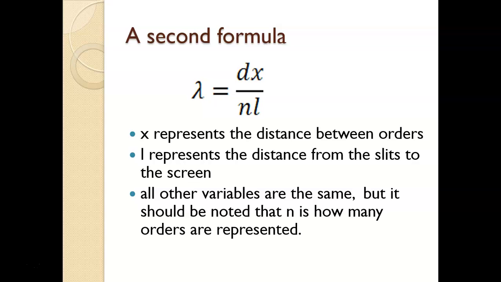Now, there is a second formula on your formula sheet. Lambda, d, and n are all the same, but x represents the distance between orders, the distance between, let's say, n equal to 0 and n equal to 1. And L is just the distance between the slits and the screen, right?